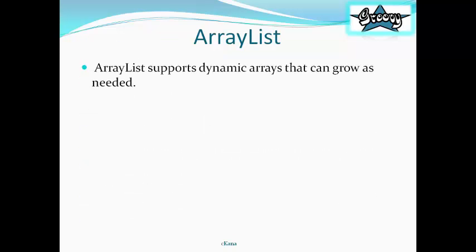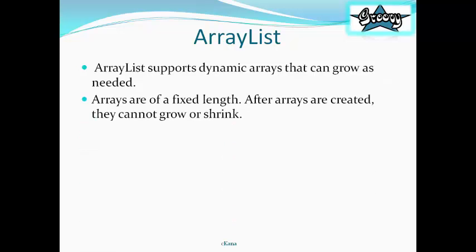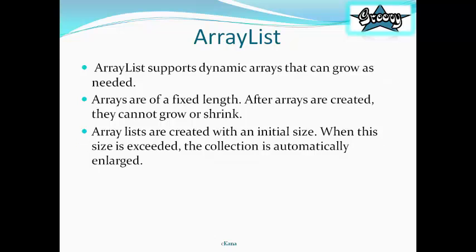ArrayList. ArrayList supports dynamic arrays that can grow as needed. In general, arrays are of a fixed length. After arrays are created, they cannot grow or shrink, which means that you must know in advance how many elements an array will hold. ArrayLists, on the other hand, are created with an initial size. When this size is exceeded, the collection is automatically enlarged. Similarly, when objects are removed, the array may shrink.